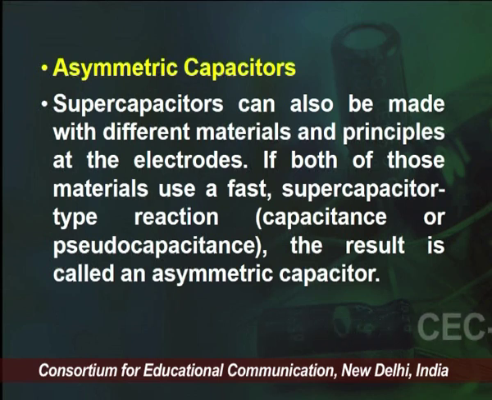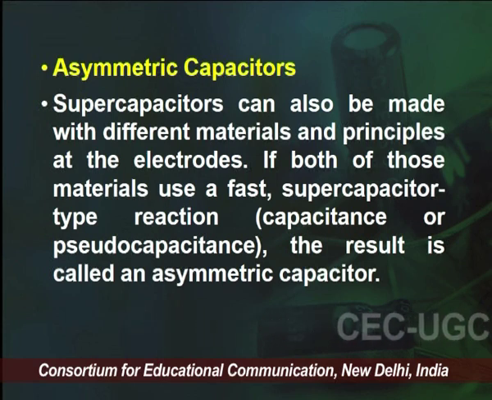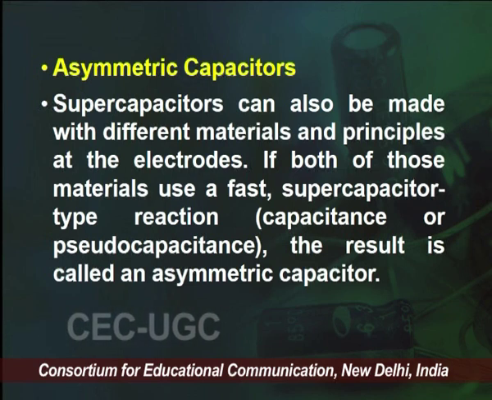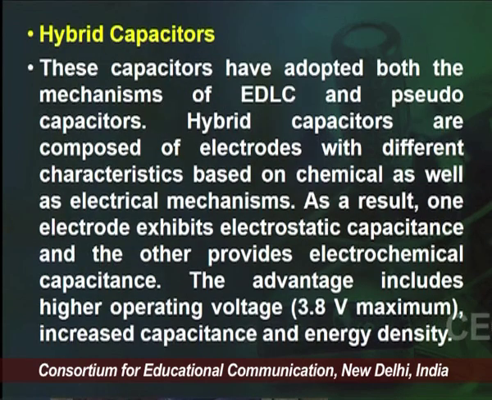This supercapacitor can also be made with different materials and principles of the electrodes. If both these materials use fast capacitor type reaction, capacitance or pseudo capacitance, the result is called the asymmetric capacitor. In this asymmetric capacitor we have the hybrid capacitor, and these capacitors have adopted both the mechanisms of EDLC double layer capacitors and the pseudo capacitor, and are composed of electrodes with different characteristics based on the chemical as well as the electrical mechanism.